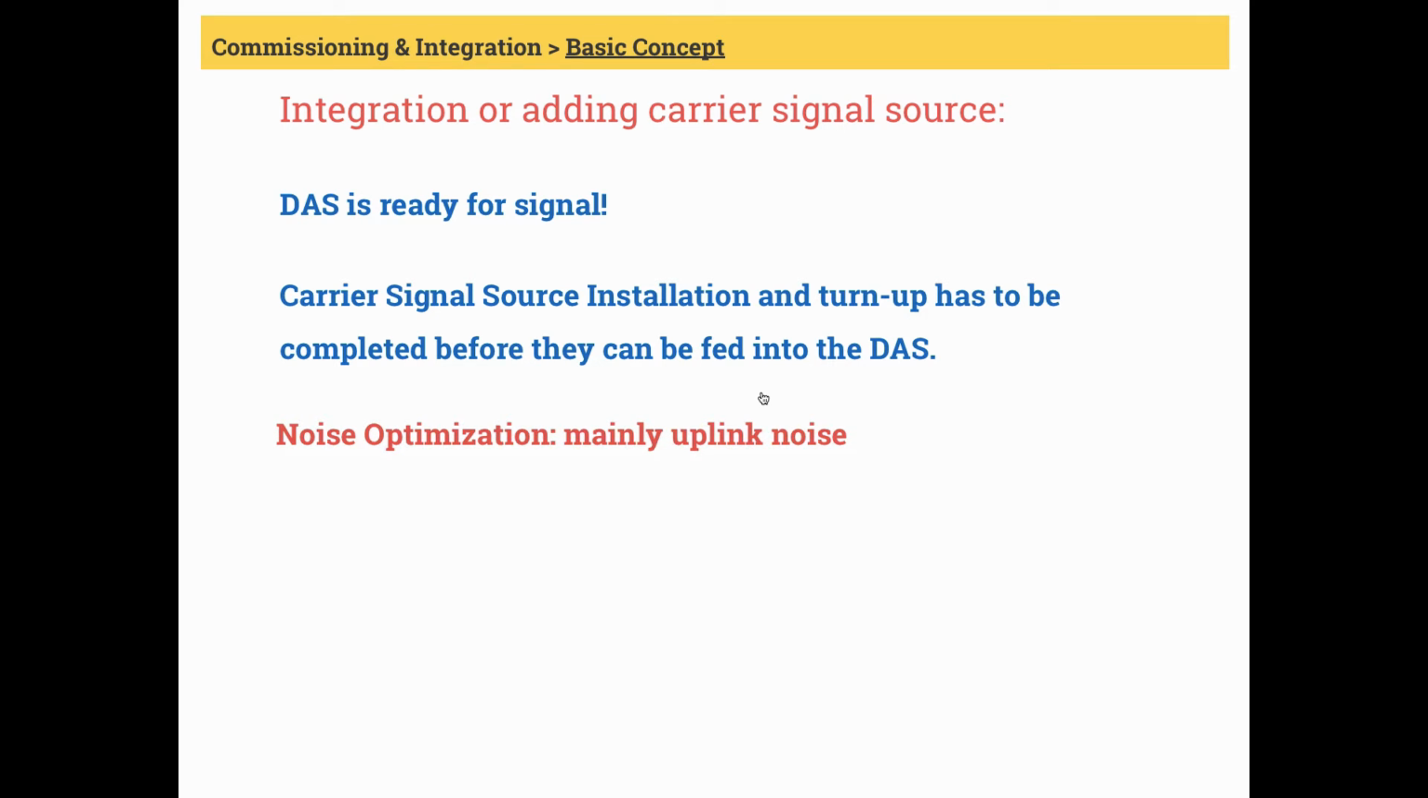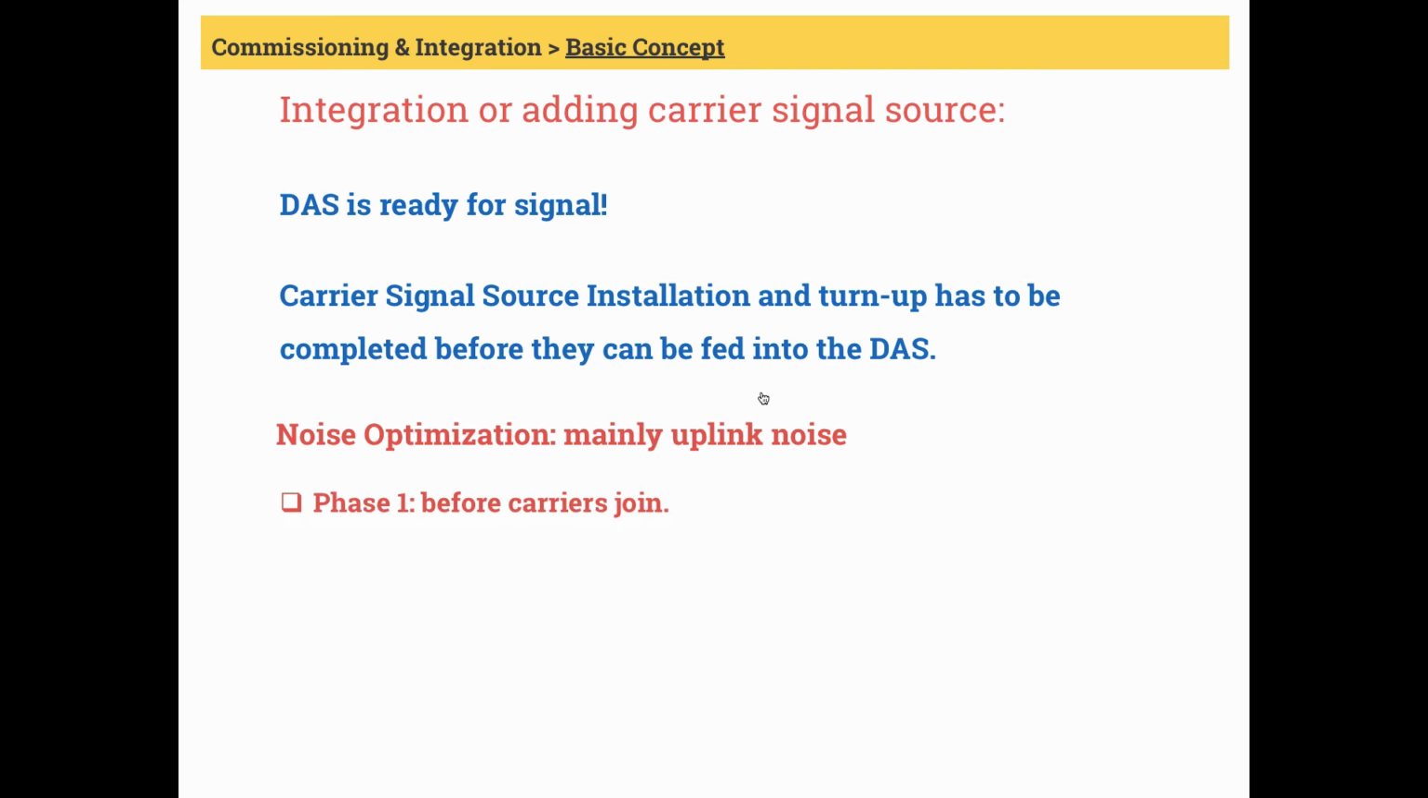Noise optimization. Too much noise can drown the real signal. Noise can be a big problem if not properly optimized. When we talk about noise, we are mainly talking about uplink noise, the noise that is going back to the signal source. Sometimes this noise optimization can be done in two phases.